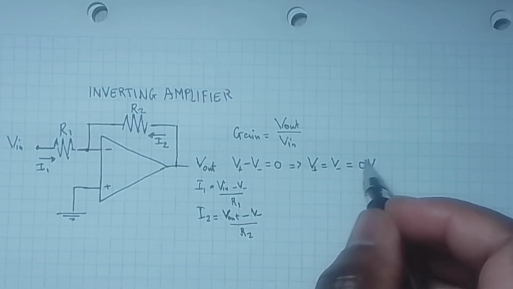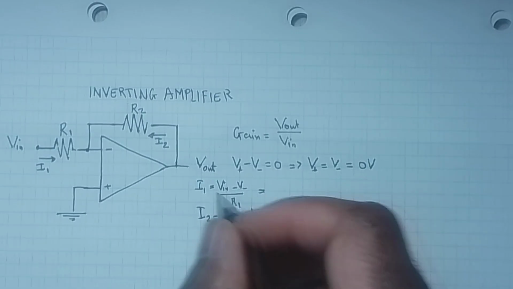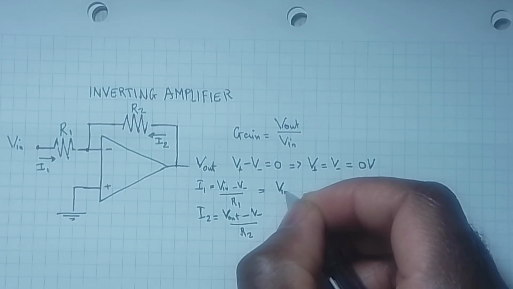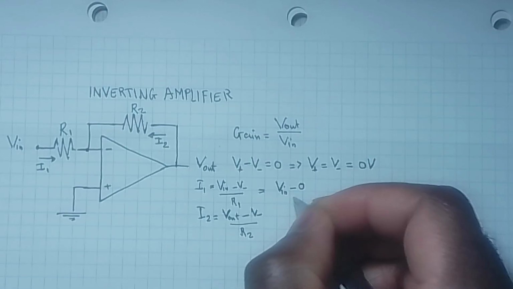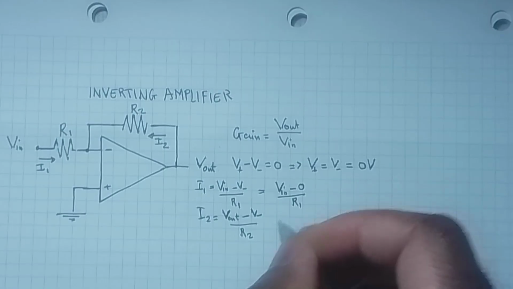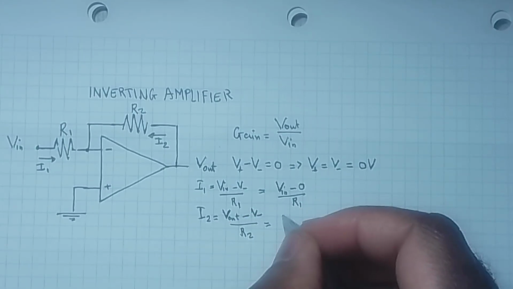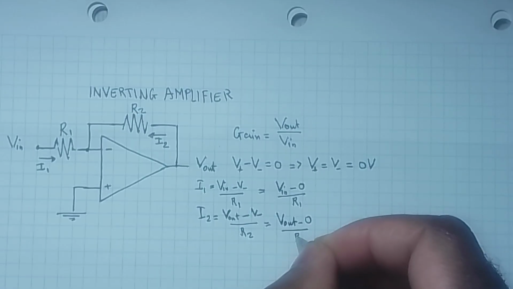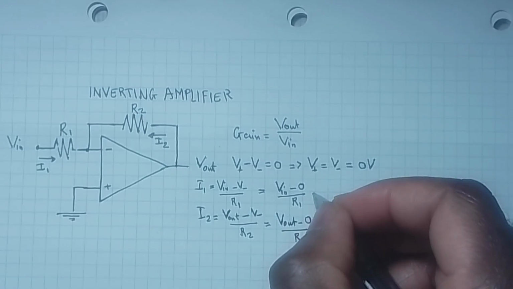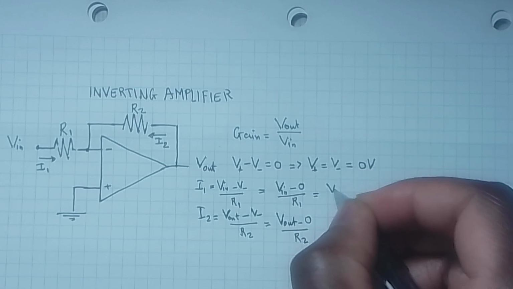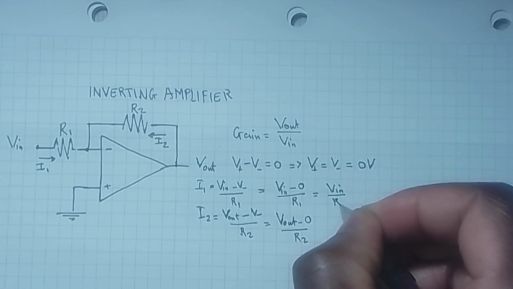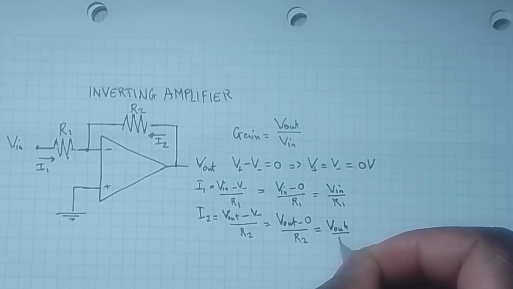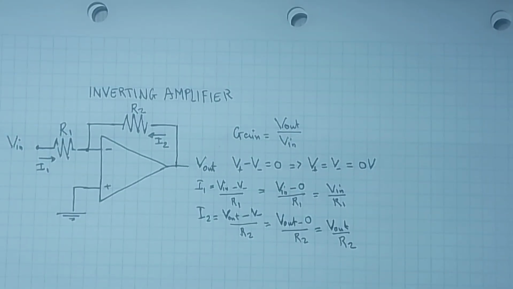But since V minus is 0 volts, I1 will be equal to V in minus 0 over R1. Likewise, I2 will be equal to V out minus 0 over R2. Therefore, I1 is equal to V in over R1 and I2 is V out over R2.